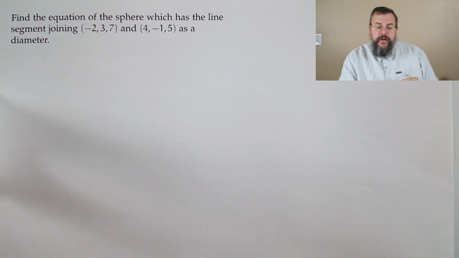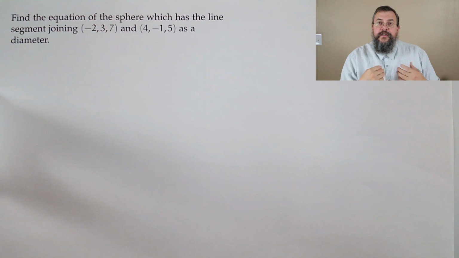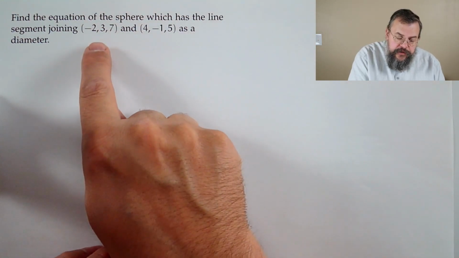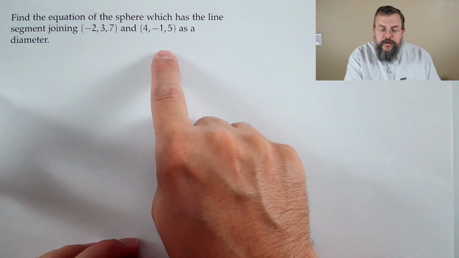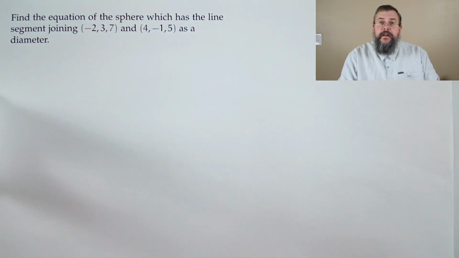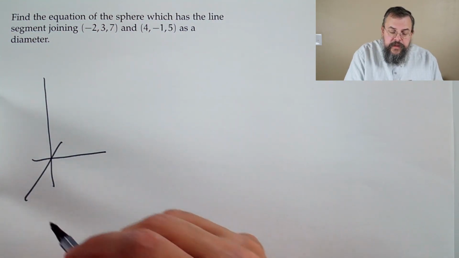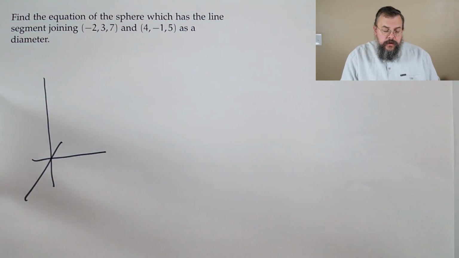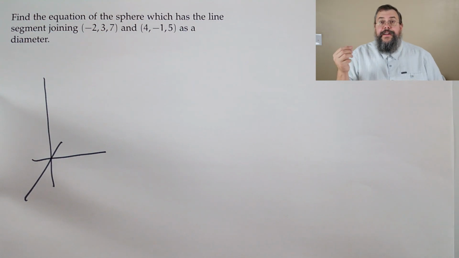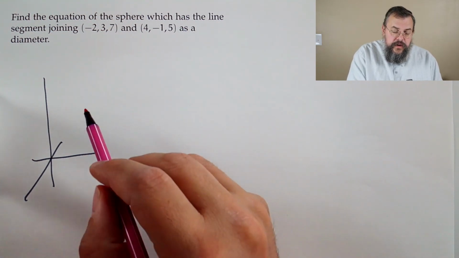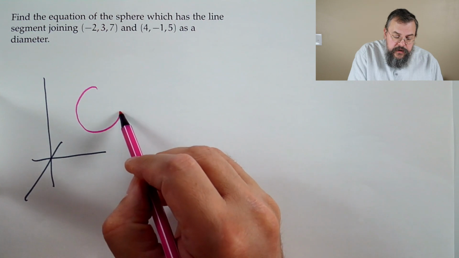Okay, good. So now we say, look, I have 2 points, (-2, 3, 7) and (4, -1, 5). That's going to be a diameter of a sphere. Now what do I know? Well, I know that these 2 points on the sphere, whatever the sphere may be, are exactly opposite each other. So that should be pretty useful to know.